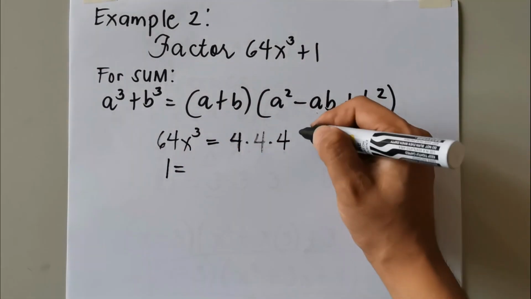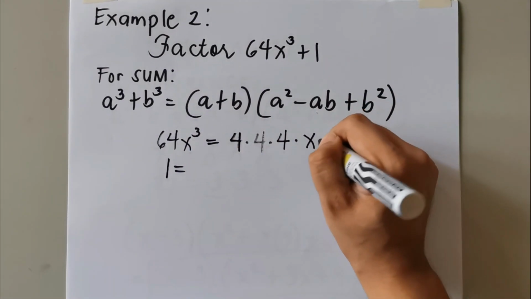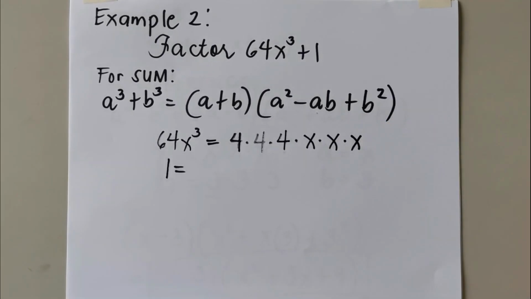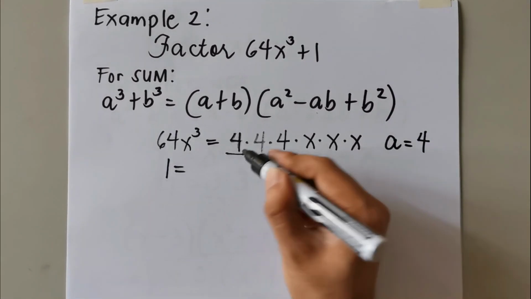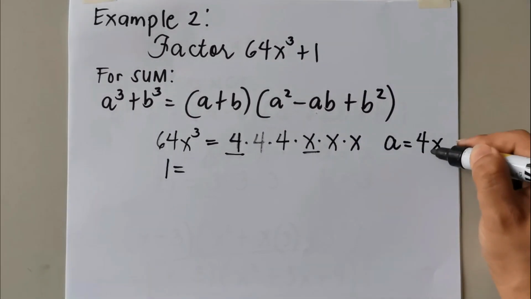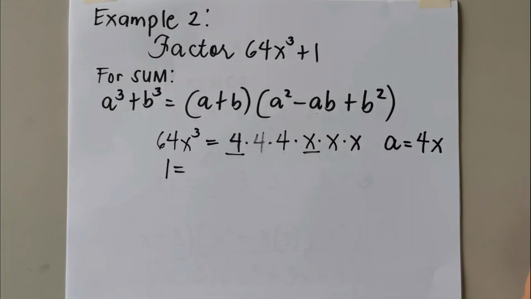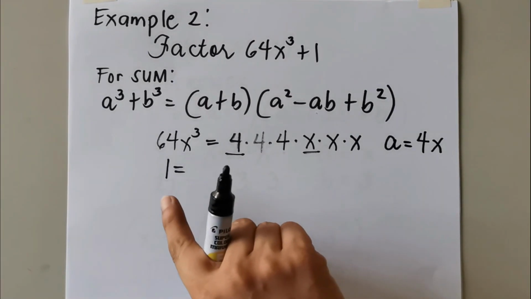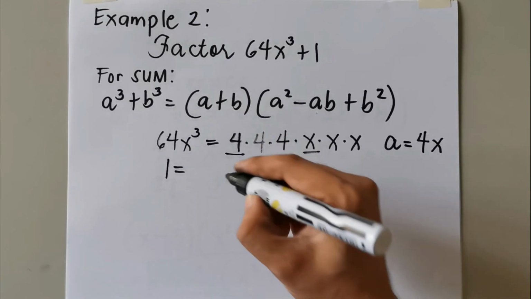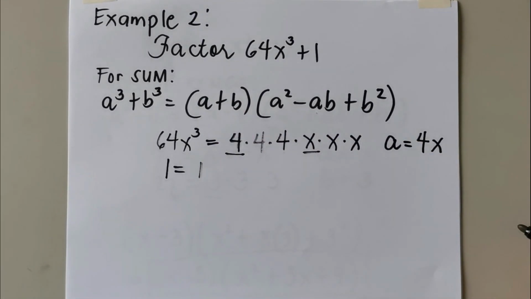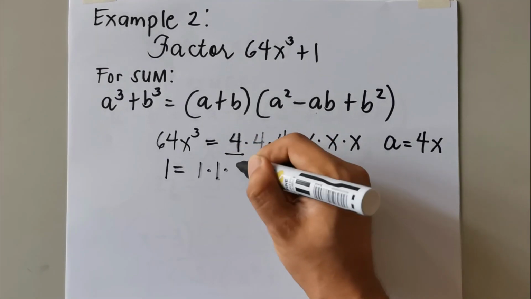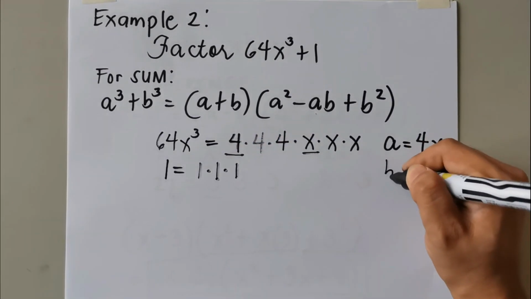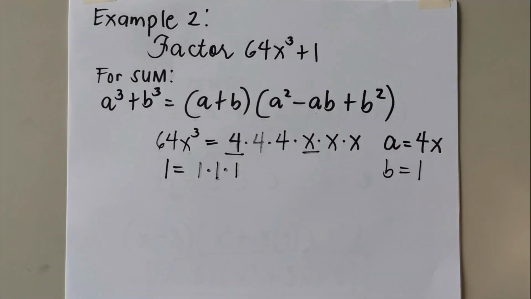Well, for x cubed, we know that this is x times x times x. So therefore, our a is 4 and x, or simply 4x. While our b, which is the cube root of 1, will also be 1, since 1 is a product of 1 times 1 times 1. So therefore, our b, as I've said, is 1.